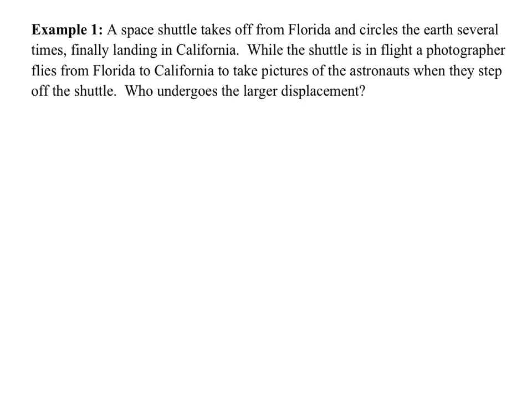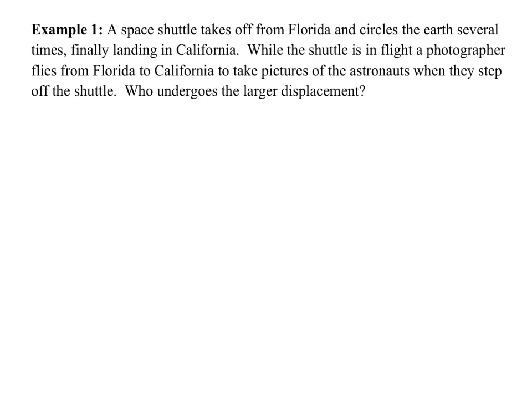Again, a space shuttle launches here, goes around the room like 40 times, and ends here. And then a photographer, instead of being on a space shuttle, just gets on an airplane and goes directly here, instead of going around the room 40 times. Who underwent the larger displacement, Andrew? The same. It's the same. Why is that? Because they both end up in the same spot. Exactly.